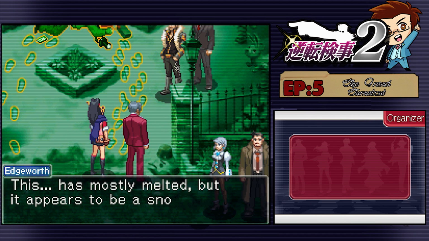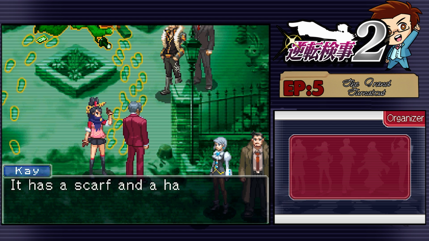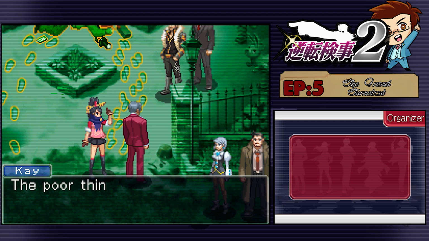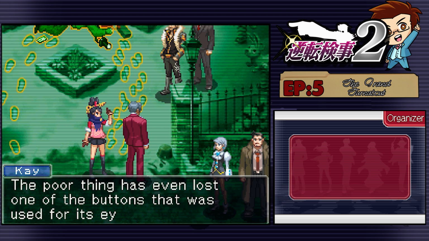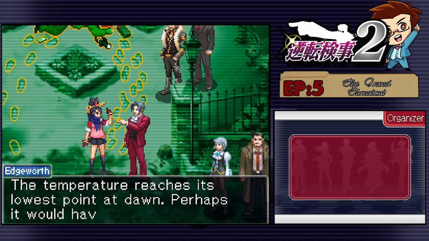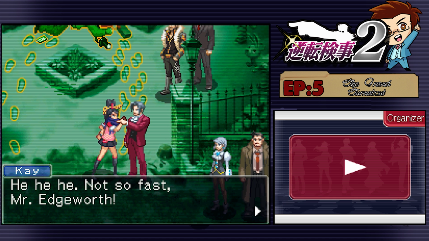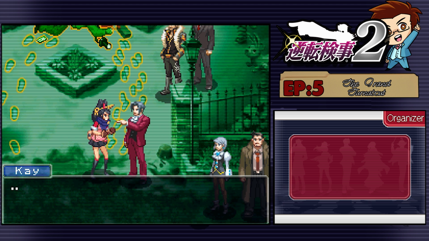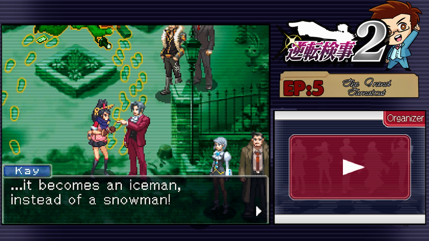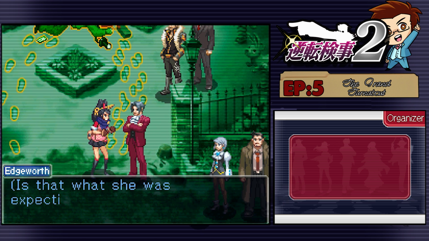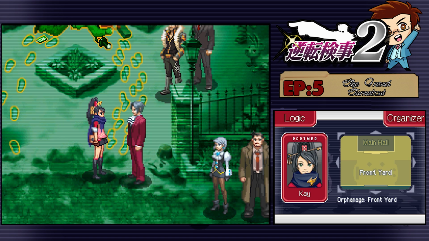This is mostly melted, but it appears to be a snowman. It has a scarf and a hat. Must have melted since it was dressed so warmly. The poor thing's even lost one of the buttons that was used for its eyes. The temperature reaches its lowest point at dawn. Perhaps it would have refrozen later. Not so fast, Mr. Edgeworth. Once a snowman melts, even if it freezes up again, it becomes an iceman instead of a snowman. Is that what she was expecting me to say?